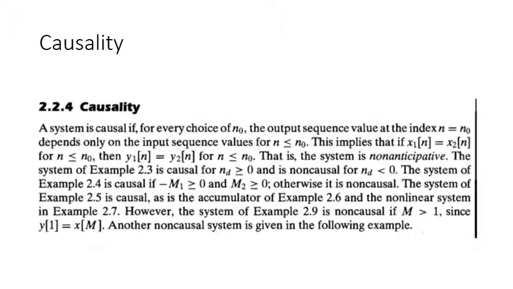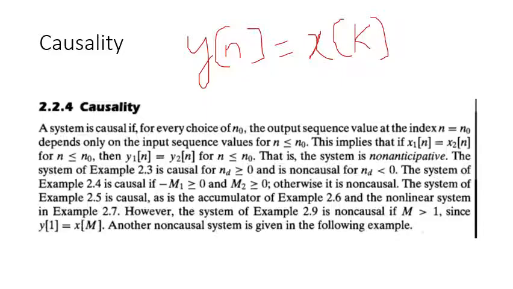So in this slide we will talk about the causal system. A system is said to be causal if it only depends on the previous or the current values of input. So I'm going to use this notation, y of n is equal to this. This is input, this is output. So k must be less than or equal to n. It means that output should not depend on any value greater than k. As long as this is true, the system is causal.